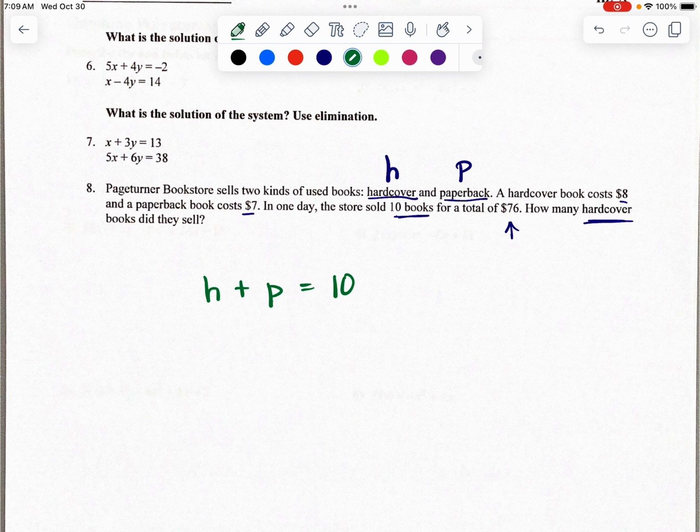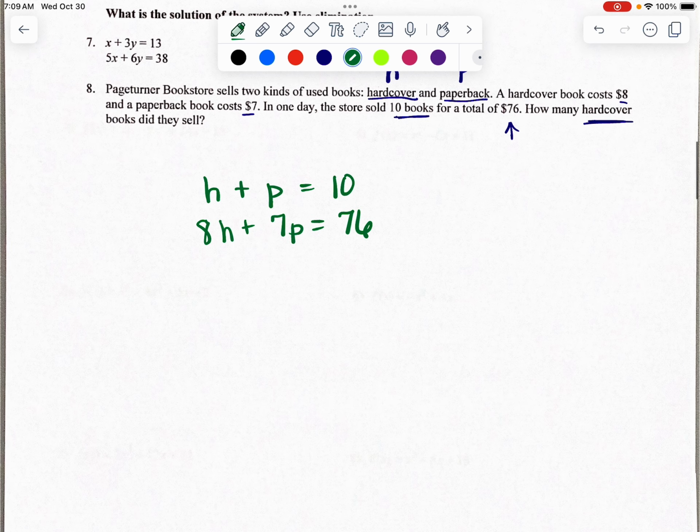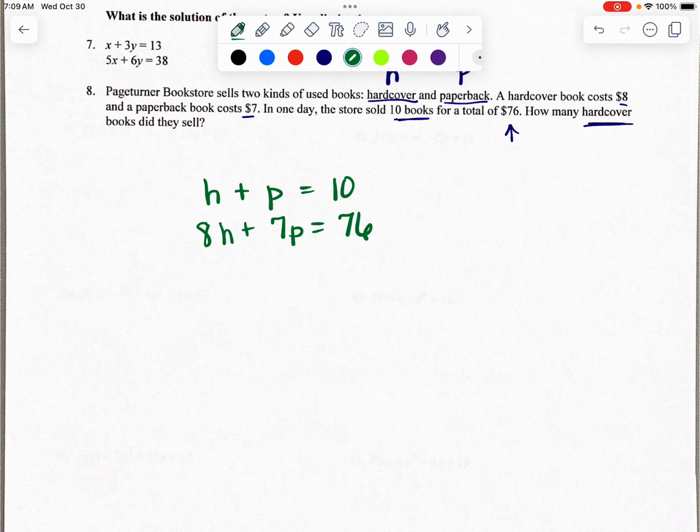I also know some stuff about the cost. A hardcover book costs $8 and a paperback costs $7, and that total was $76. So I have one equation that deals with the number of books and one equation that deals with the value of the books. So those are my two equations. So I'm going to do just like I did back on number 7. I'm going to choose to multiply, use elimination, because to me that would be pretty easy on this one. Honestly, substitution wouldn't be so bad either. You choose the way you want to do it.